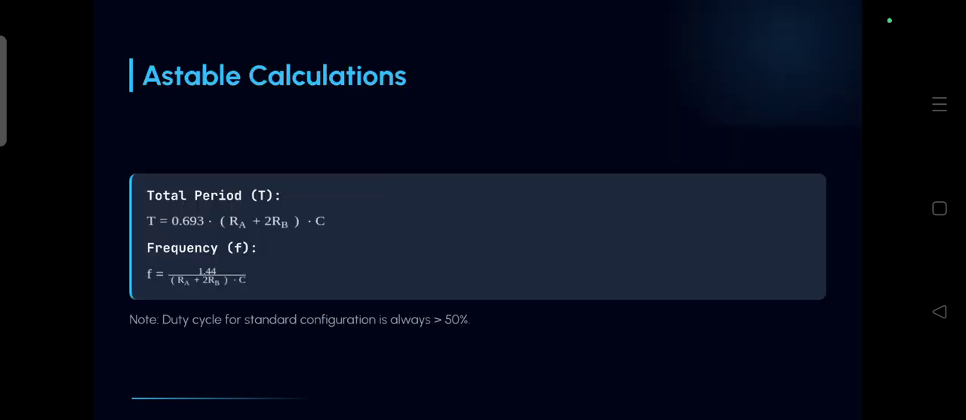Then astable calculations. Total period capital T. T is equal to 0.693 times (RA plus 2RB) times C. Then frequency F.